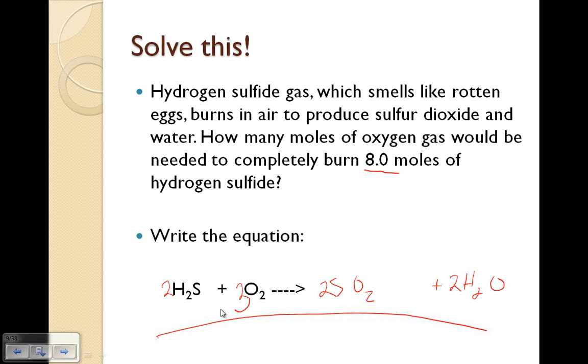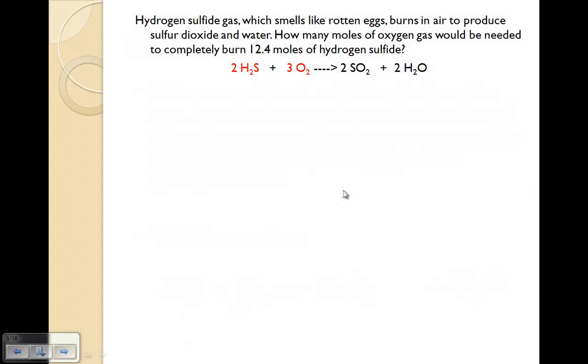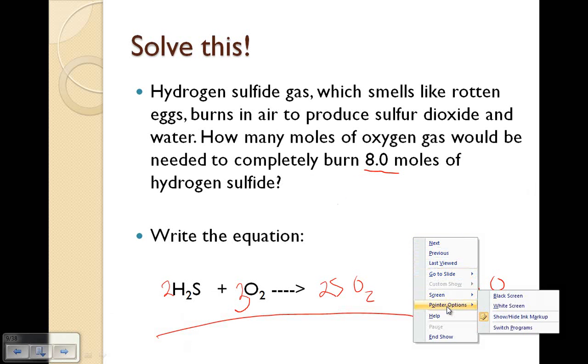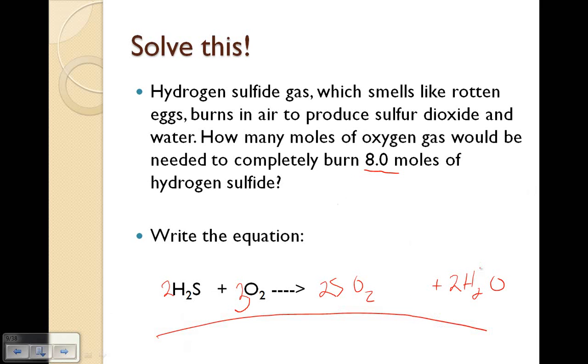Alright, so if I want to answer this question of 8 moles of hydrogen sulfide, how much oxygen do I need? I'm going to start with my given, which is 8.0 moles of hydrogen sulfide.